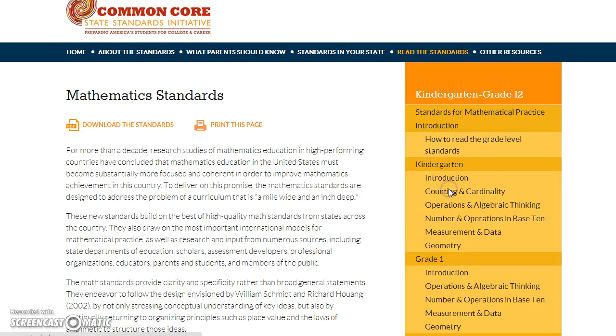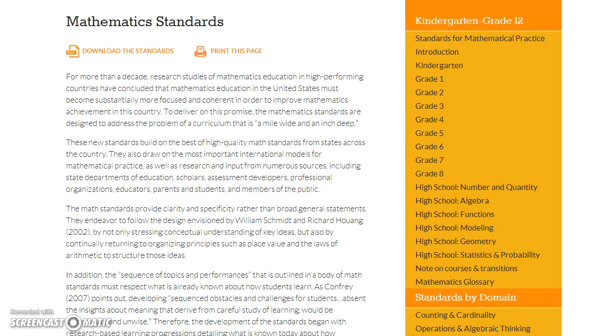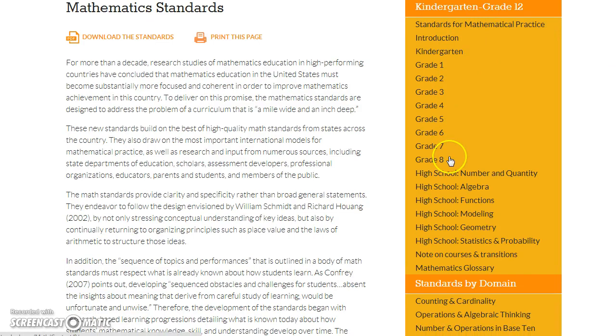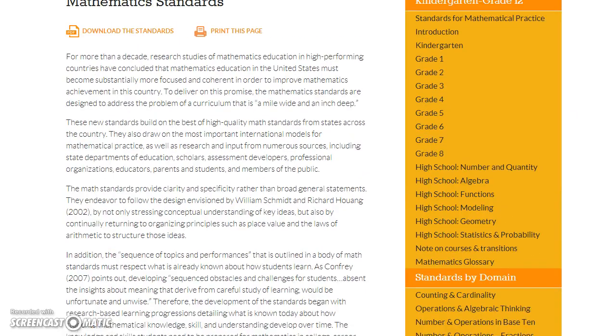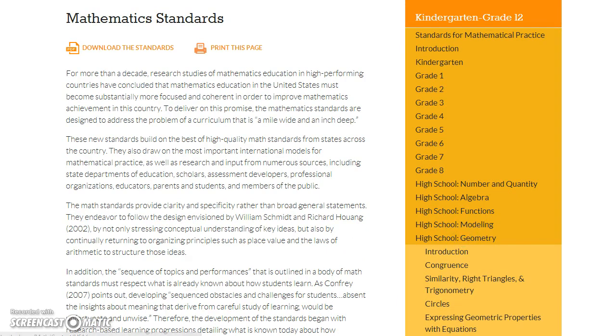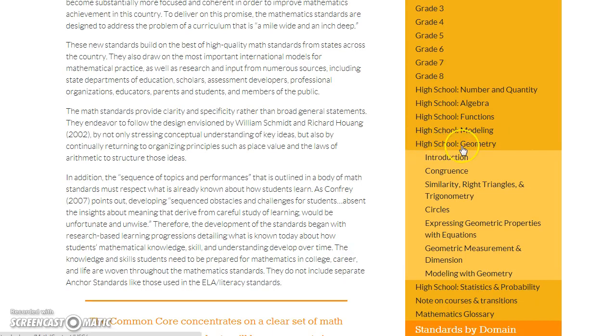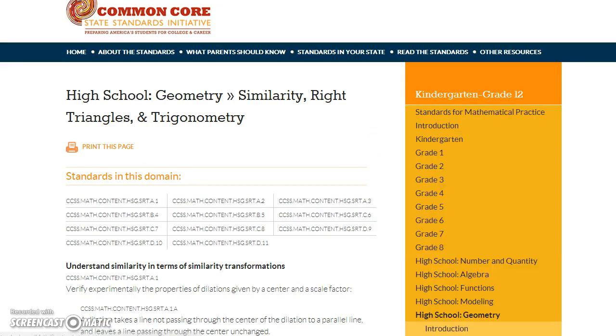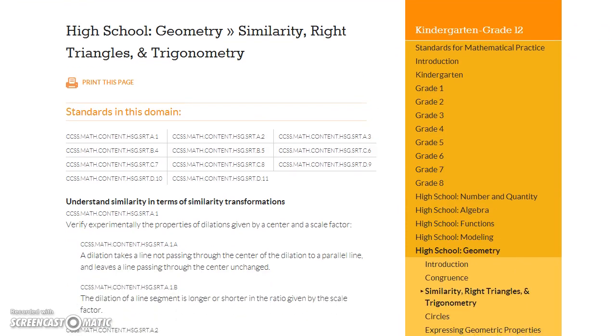Okay, so we're going to go into our math standards, and you'll see that at the top they're broken down into grade levels. Once you get past 8th grade, they're broken down into different subjects or areas of mathematics. So we know this is a high school geometry lesson, so I'm going to click on high school geometry, and that is what the HSG in the nomenclature stood for. And this is going to be similarity, right triangles, and trigonometry, and that's what the SRT in their nomenclature stood for.